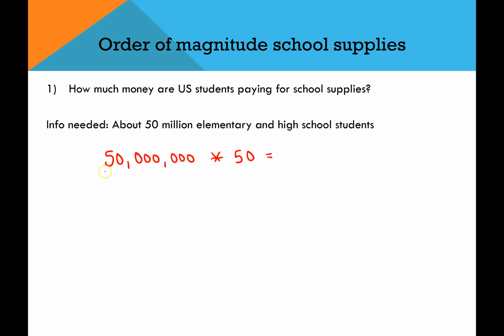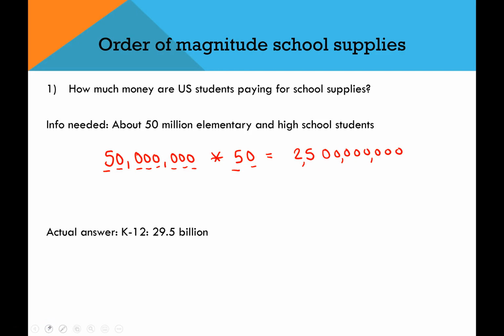All right, well, let's do 5 times 5. That's 25. And then how many zeros do I have? 1, 2, 3, 4, 5, 6, 7, 8. All right, so what am I looking at here? I'm looking at 2.5 billion is my guess. Looks like I was a little bit off.